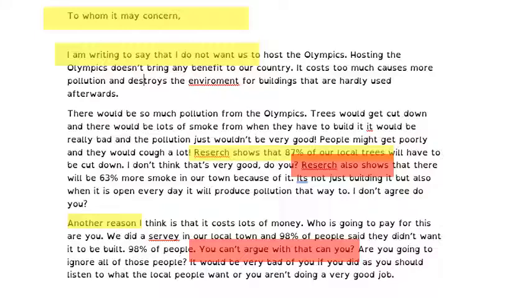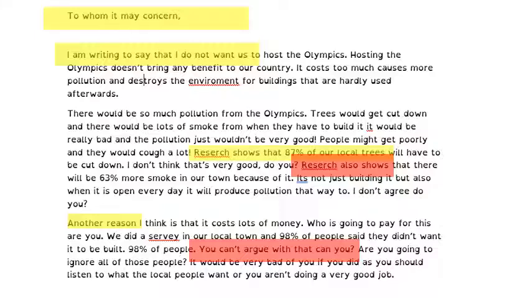Like I said, "to whom it may concern" looks like a letter, so it follows the form that you're given, and then it opens. "I'm writing to say that I do not want us to host the Olympics," and there's a little bit of an introduction there. "Hosting the Olympics doesn't bring any benefit to our country." That works. It's nicely structured. It's okay for its structure. There could be a little bit more detail in the introduction in terms of just summarising a few more of the ideas, but it's okay.